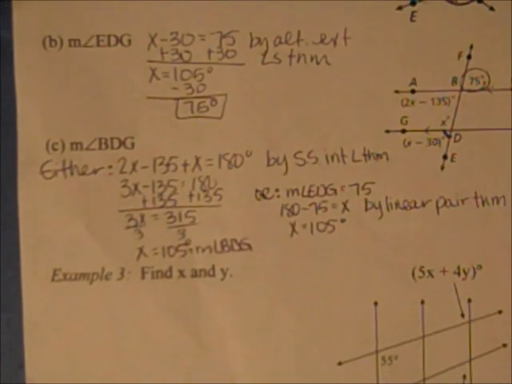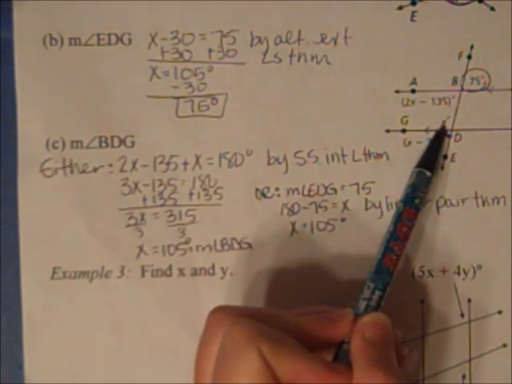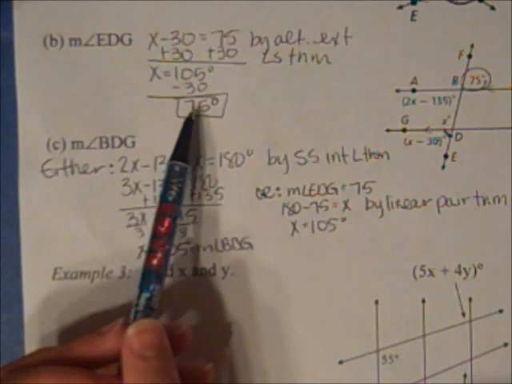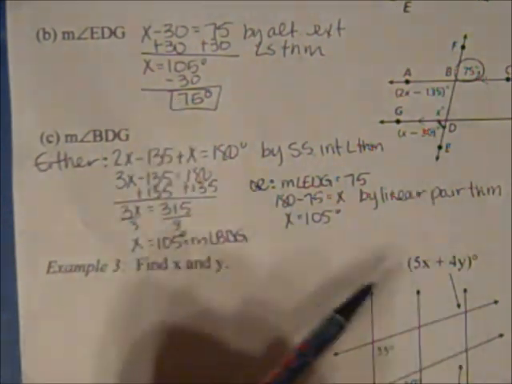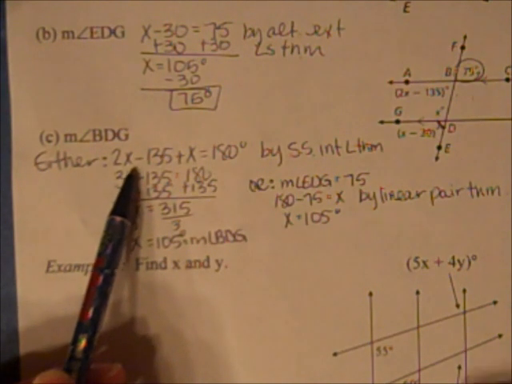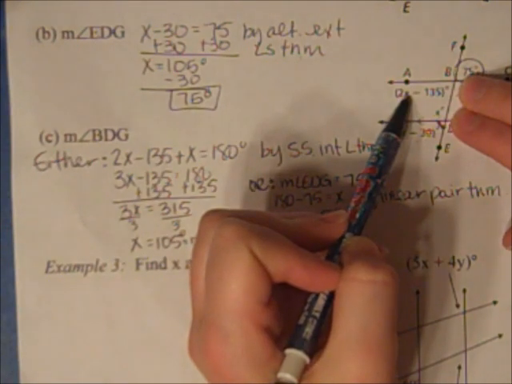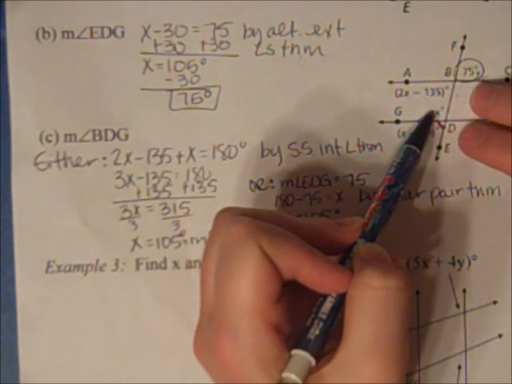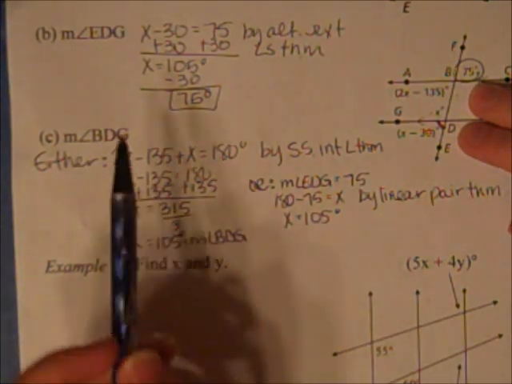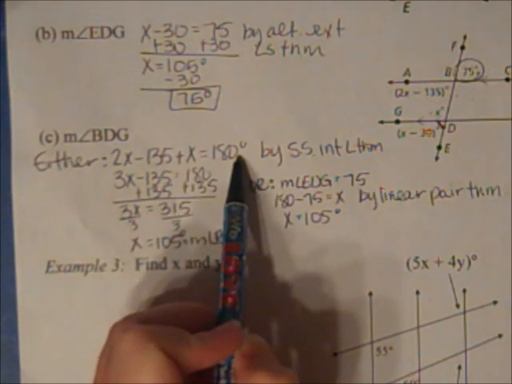Okay, the easiest way to do C would be to figure out that you already knew how much X was from the previous problem. But since we're trying to work on our skills here, not just find the answer the fastest, I went ahead and showed you a couple of different things here. So one way that could jump to mind that we haven't used yet is that X and this 2X minus 35 are same side interior angles, and same side interior angles are the only ones that are supplementary. So I set up that equation here. This angle plus this angle equals 180.